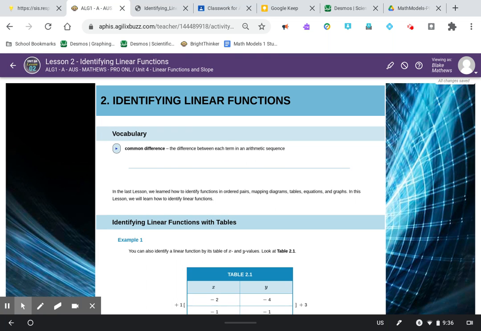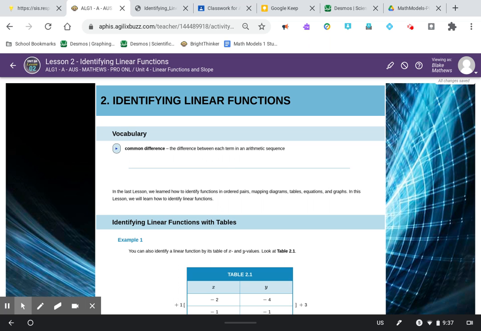All right, this is the Algebra 1 Unit 4 Lesson 2 video, and this is kind of an introduction to linear functions. We talked about in the last lesson what a function is, and we're going to look at a particular type of function today called linear functions. A linear function is a type of function where there is a consistent change in x and y.